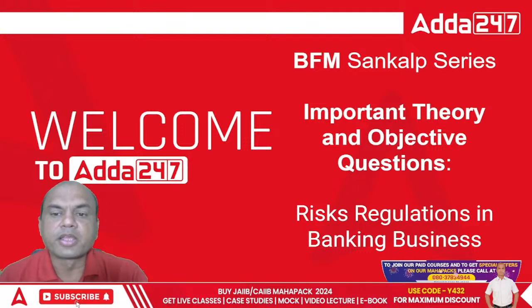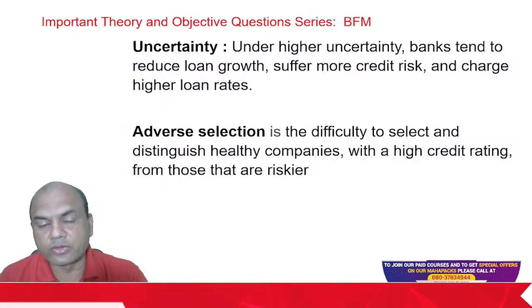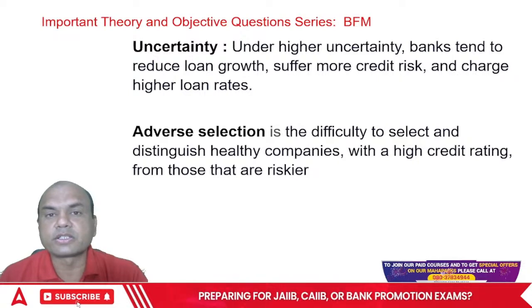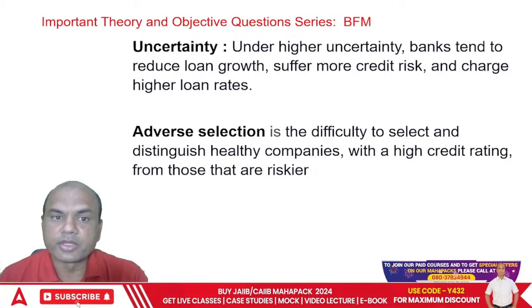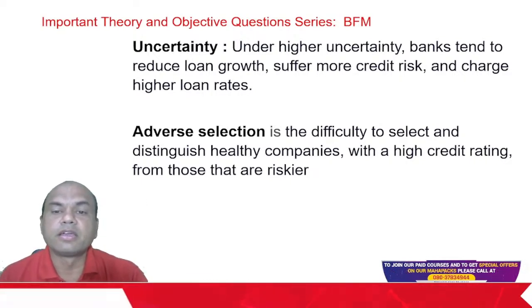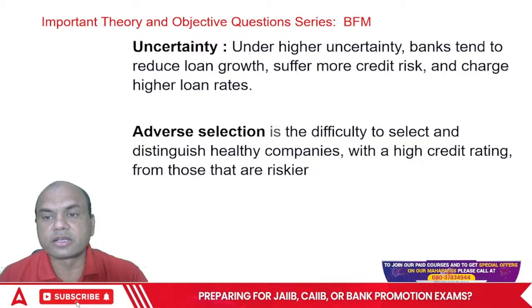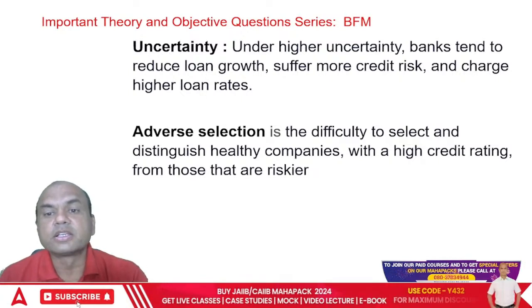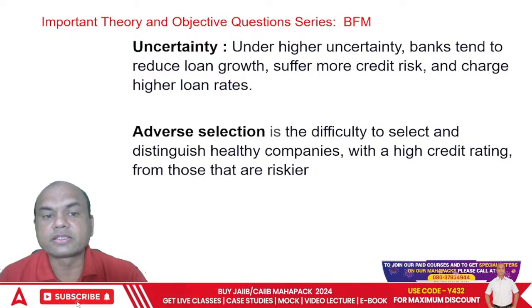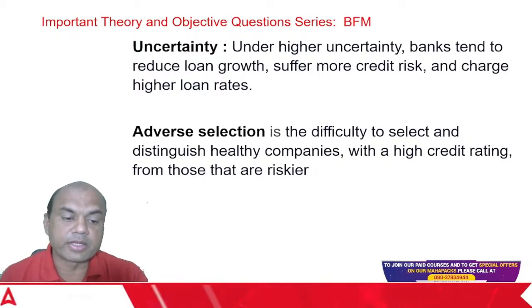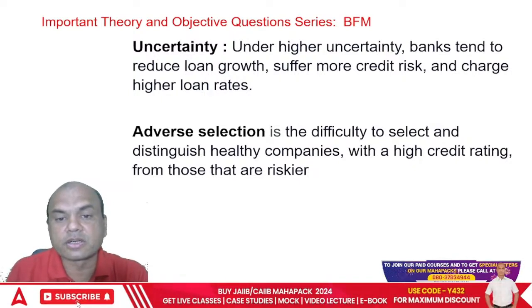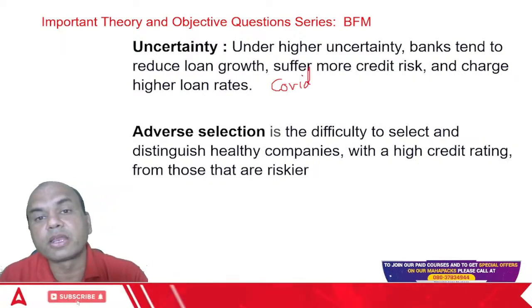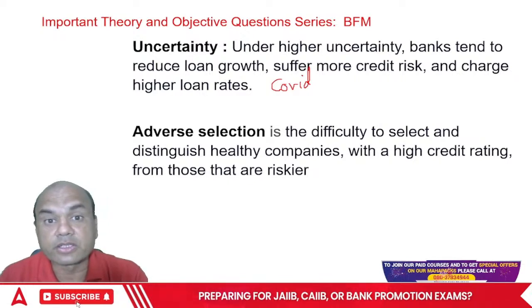So those who are in the paid class, kindly note, these are the important definitions which you should follow from module B. Uncertainty. What is uncertainty? Under high uncertainty, banks tend to reduce loan growth, suffer more credit risk, and charge higher loan interest. What do you mean by this? Uncertainty means, like in COVID situation, there was a huge uncertainty, right? Because banks were very afraid whether the loans given will be repaid back or not. So that was the uncertain situation.